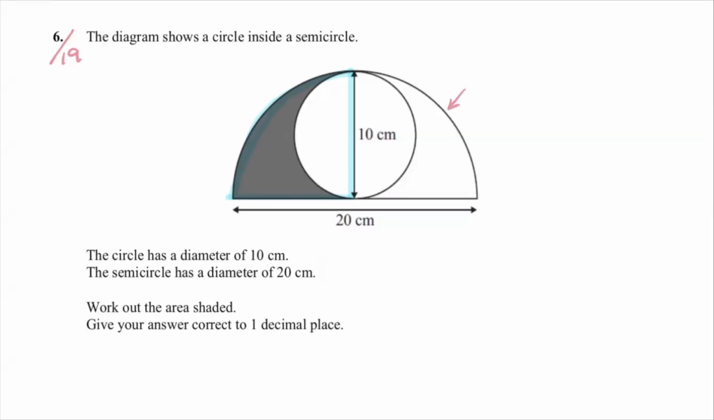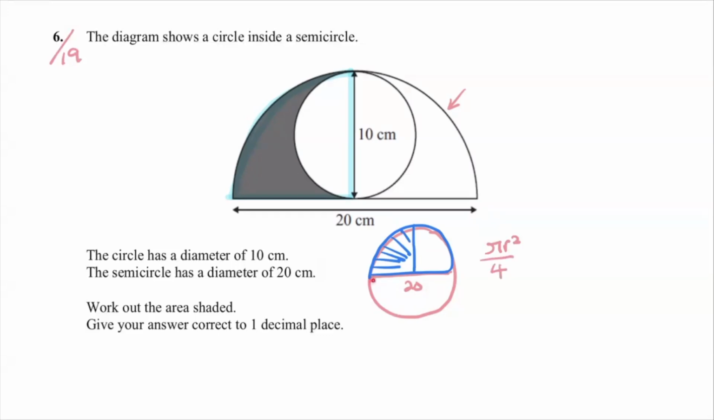So in the problem, I've got a quarter of a very large circle. So I've got a circle here with a diameter of 20. That's the original semicircle. And I only want a quarter of that circle. I want this section here. So I am going to be doing pi r squared, which gives me the area of a full circle, but I'm going to divide it by 4 because I only want a quarter of it.